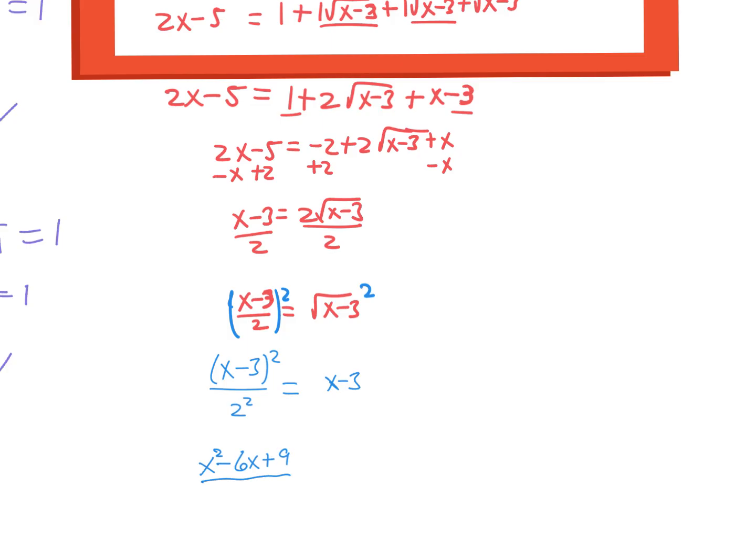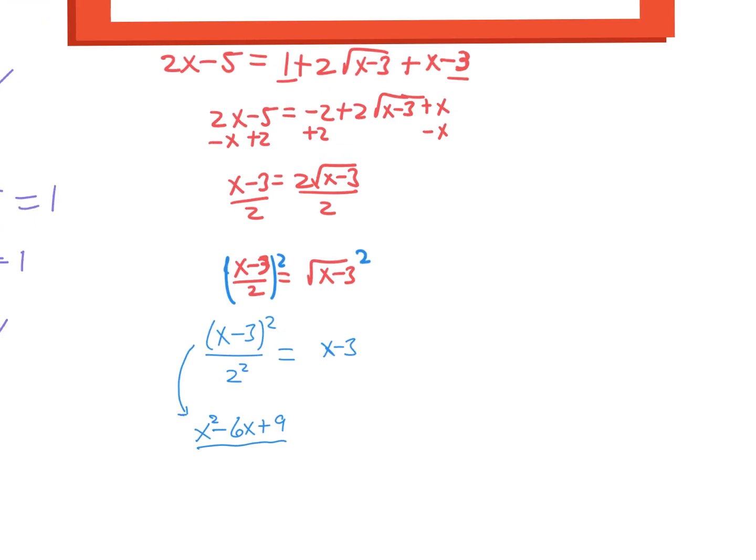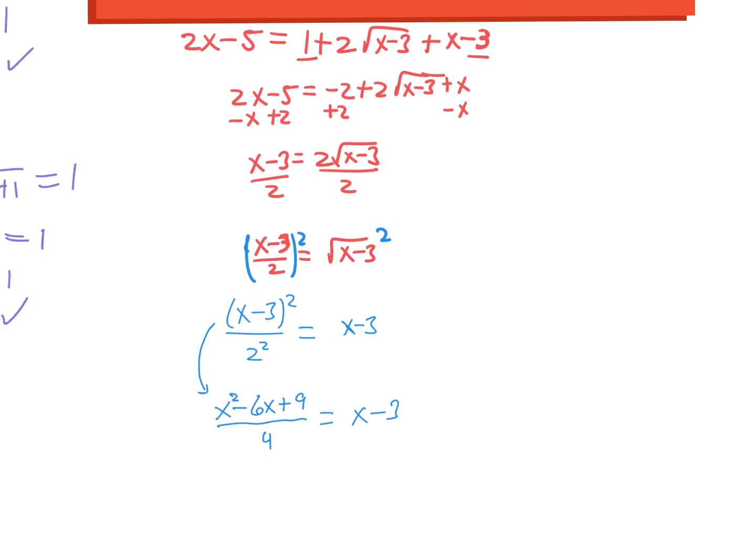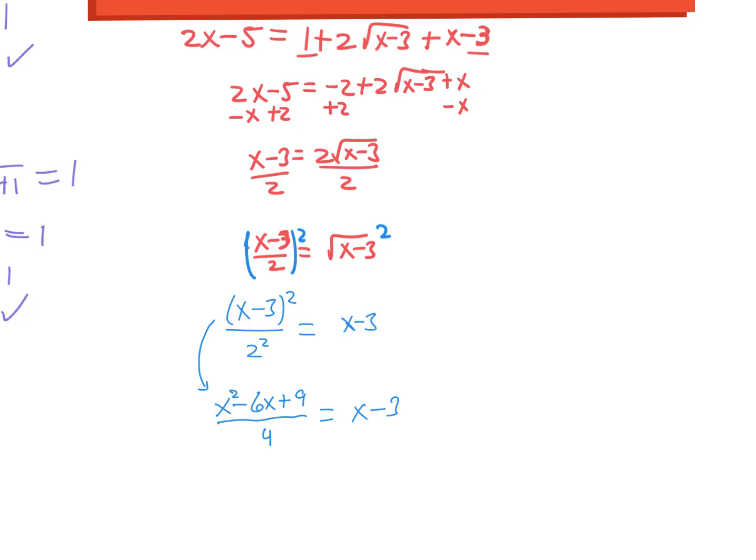Again, if you don't know how I got that, just FOIL it. Over 2 squared is going to get you 4, equals x minus 3. Once again, to get rid of that 4 on the bottom, I can multiply both sides by 4, or you can think of it as x minus 3 over 1, find a common denominator, multiply by 4. So if I multiply by 4 on both sides, these are going to cancel, and we get x squared minus 6x plus 9 equals, distributing the 4, 4x minus 12.